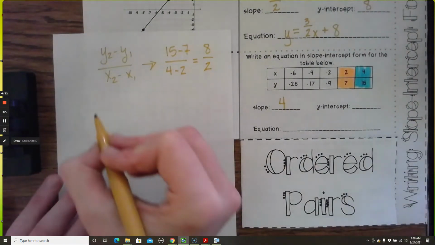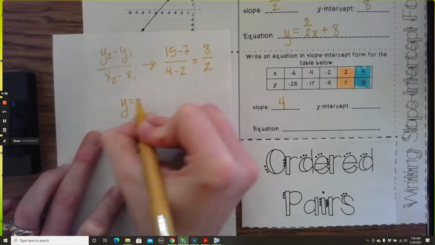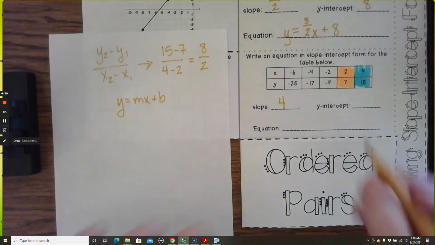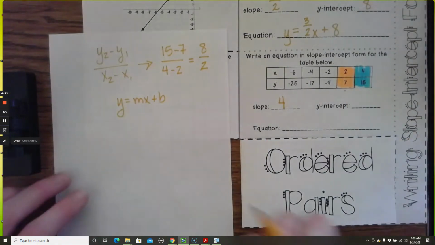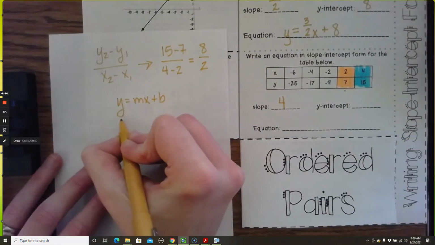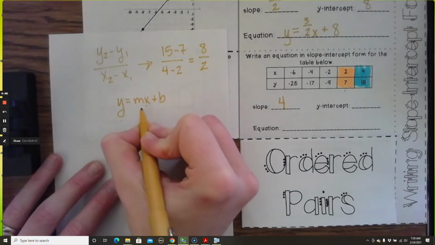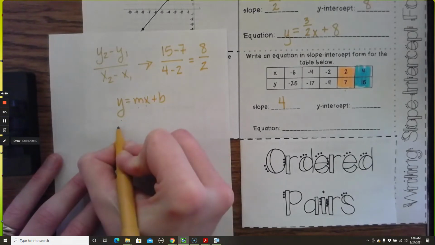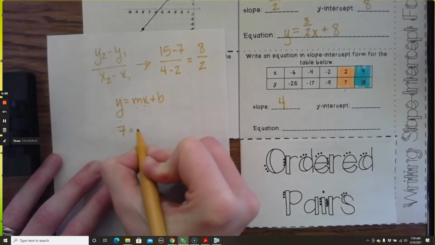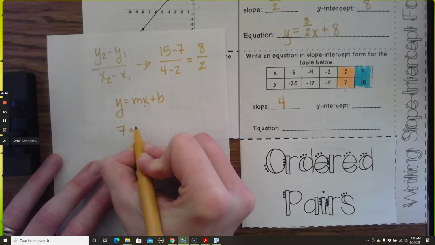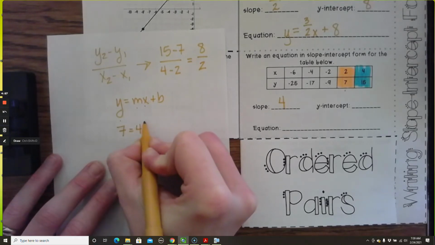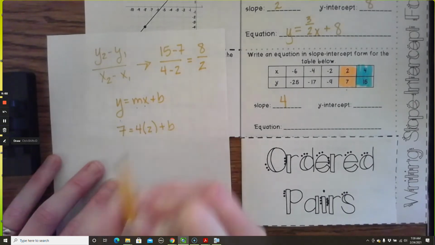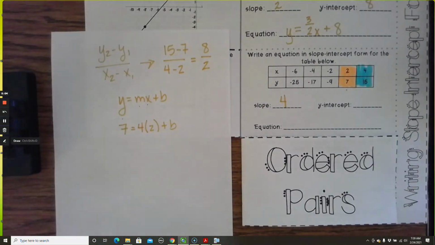To find the y-intercept by hand, we're going to use slope-intercept form, y equals mx plus b. I'm going to pick an ordered pair, so I'm just going to use that orange pair that I have there. Those I'm going to fill in for the x and the y here. And then I'm going to plug my slope in for the m. So my y is 7. My slope is 4. My x value is 2, and then I'm going to create an equation, and I'm going to solve for b.